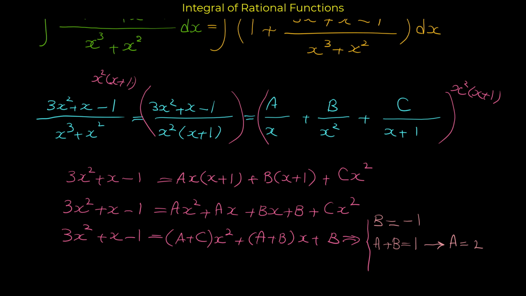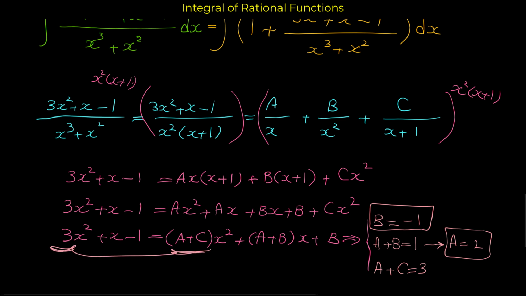So now we know the value of A, the value of B, and finally we want to find the value of C. A + C is 3. This coefficient and this coefficient should be equal to each other. A is 2, so what is C? C equals 1. Now that we have all the coefficients, we can substitute and then we can integrate.